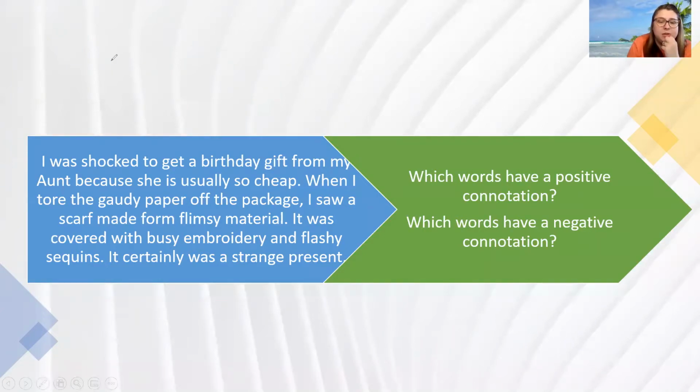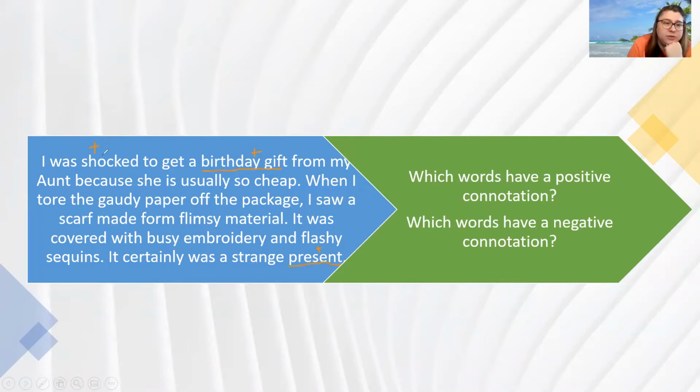Okay, so I'm going to use a pretty yellow color here, and I'm going to start looking for positive ideas. Okay, well, a birthday gift is a good thing, so I'm going to put that as a positive. A present is a good thing, and I think that's really all the positive things that I see. So let's talk about negative words.